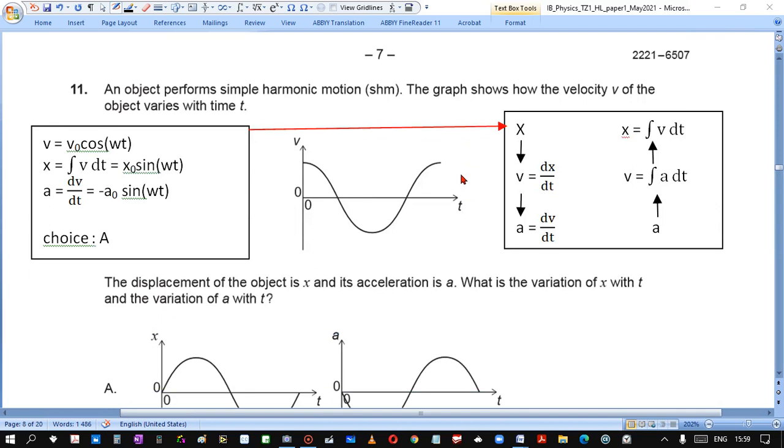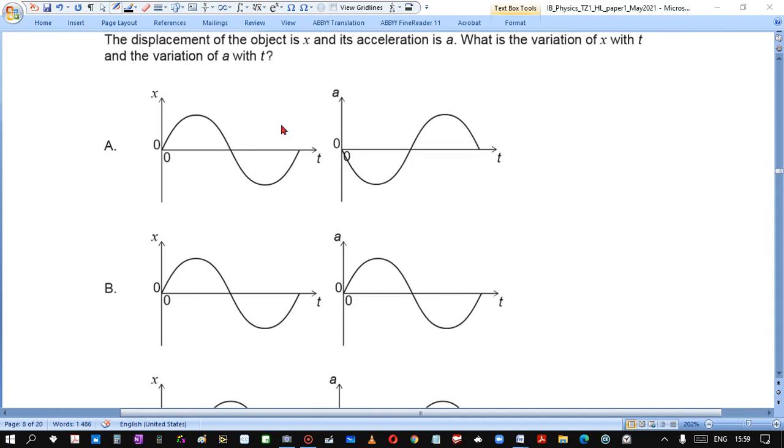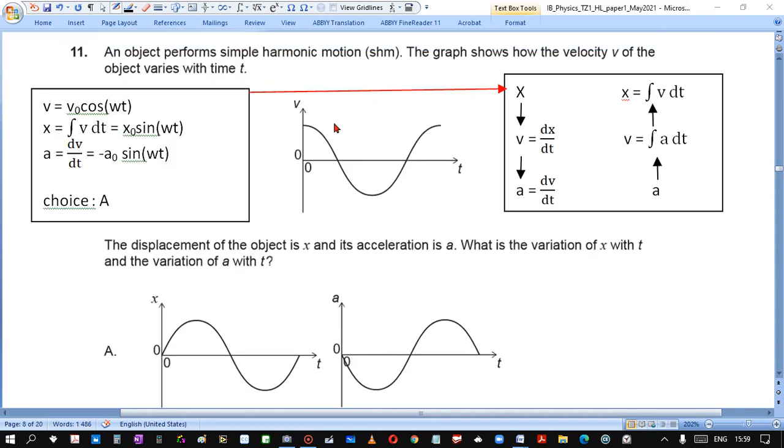Question 11. An object performs simple harmonic motion. The graph shows how the velocity v of the object varies with time. So we have a graph. The displacement of the object is x, acceleration is a. What is the variation of x with t and a with t? So we have an x graph and an a graph. And initially we have information about the v graph.